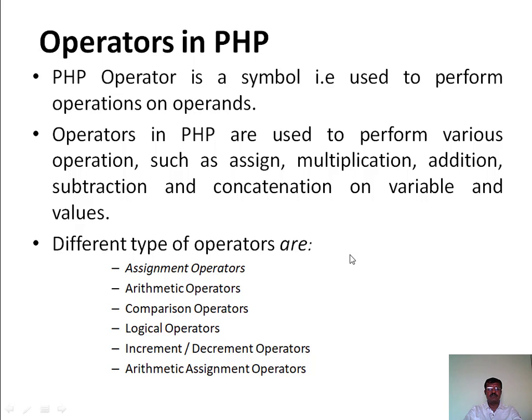PHP operators is a symbol that is used to perform operation on operands. Operators in PHP are used to perform various operations such as assigning, multiplication, addition, subtraction, concatenation on variables and values. There are different types of operators in PHP. They are assignment operators, arithmetic operators, comparison operators, logical operators, increment or decrement operators, and arithmetic assignment operators. Let us learn one by one.